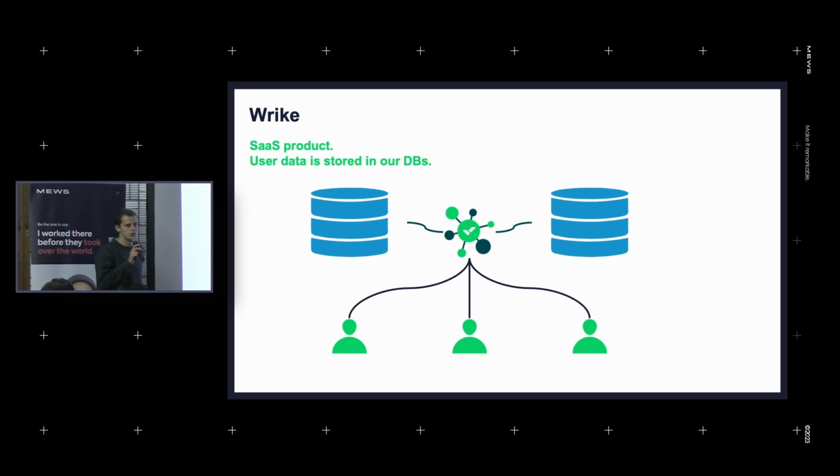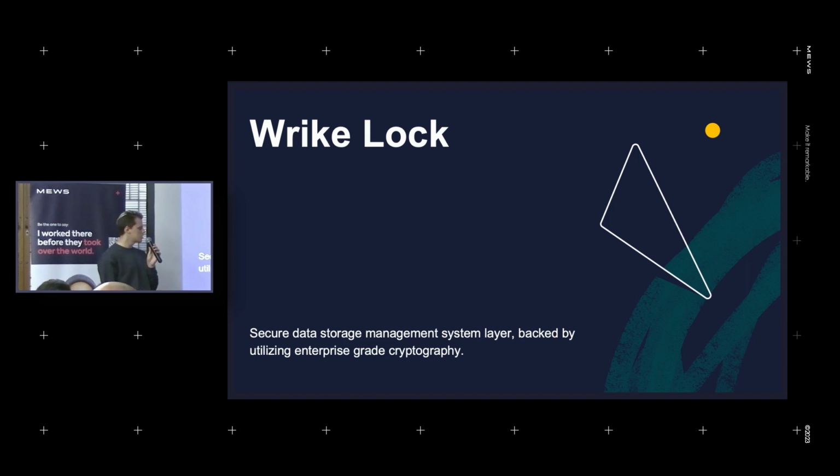So Wrike is software as a service. That means that we store all of the user data in our data centers and provide it to the user on demand. And while our data servers and our infrastructure are generally very robust and we follow the procedures, everything is eventually bypassable in terms of security. So Wrike designed a feature called Wrike Lock. It's a secure data storage management layer, which utilizes cryptography. And in order to understand it in more detail, we need to repeat some of the encryption basics.